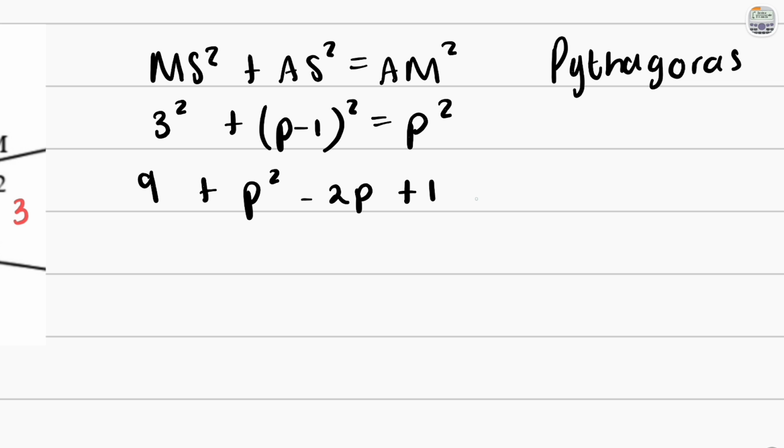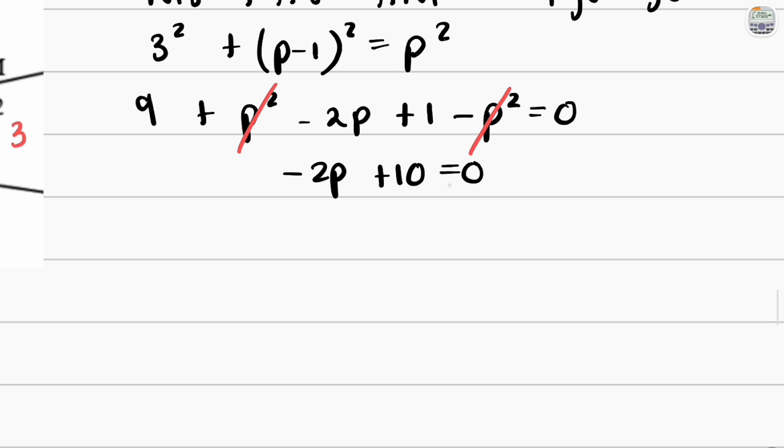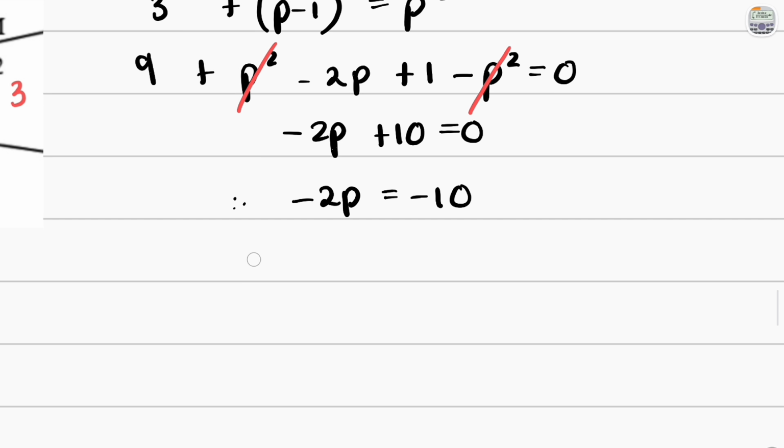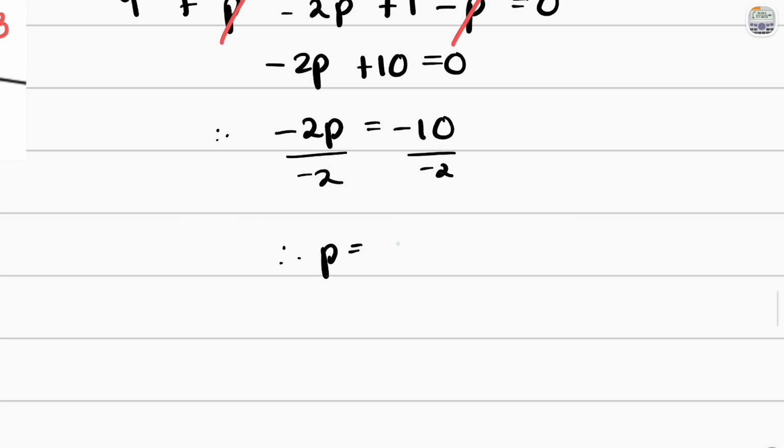So let's just transpose this, bring it over to the left. So it is now negative p squared is equal to 0. And so p squared and p squared cancel. And we have now negative 2p, and 9 plus 1 is 10. So positive 10 is equal to 0. We can just take over the 10. Negative 2p is equal to negative 10. And so therefore, we can divide both sides by negative 2. And p is finally equal to 5 units. And that is our answer, the length of p.